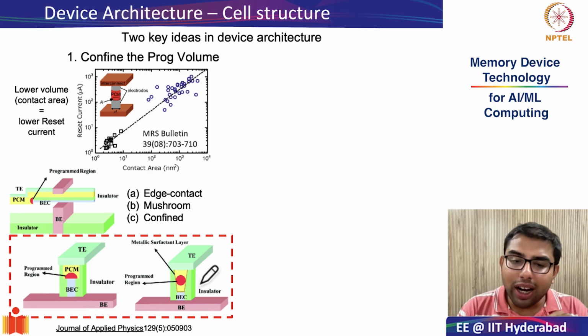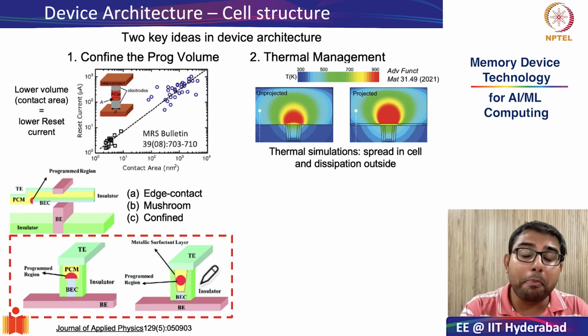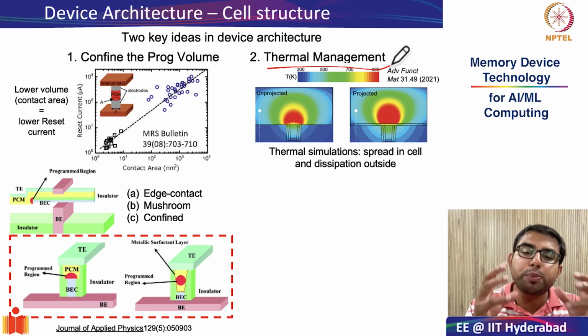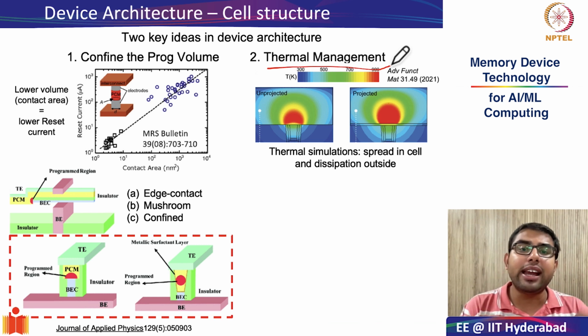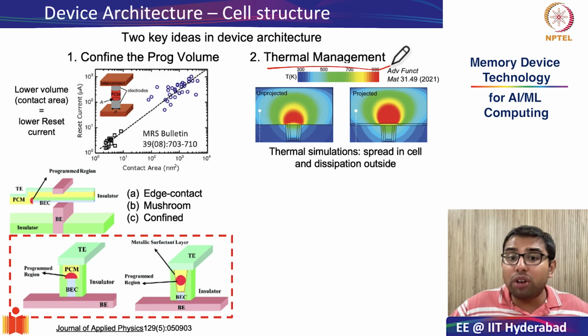However, there is another important consideration in designing the device architecture, which is also a very important influencing factor, and that is of thermal management. So when any PCRAM cell is designed, specific attention is paid in doing a lot of thermal simulations. What do these thermal simulations tell you? They tell you, when you apply the set pulse or reset pulse, what is the distribution of temperature in the cell, and also what is the dissipation of this temperature, because heat will also dissipate out of this cell into neighboring cells.